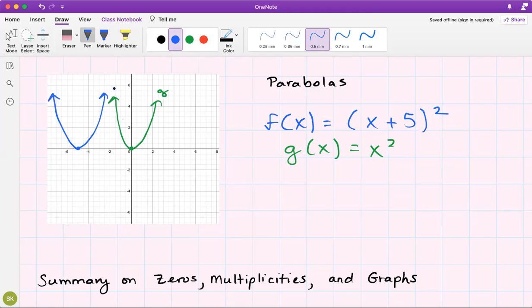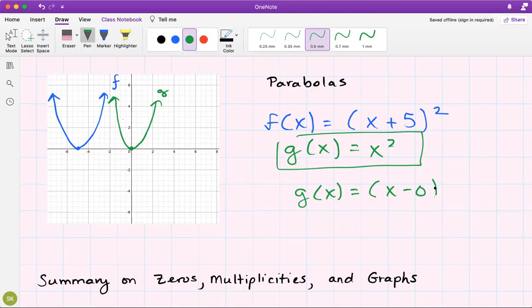So this is the graph of f. What do you notice about the x-intercepts here, or the roots of the function? For the function g, we go through 0, 0. Notice that this is in factored form. This is the same thing as g of x is equal to x minus 0 squared. And this number here, which is the multiplicity, is even. And we just touch and go.